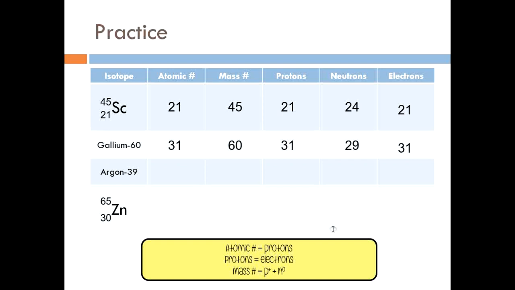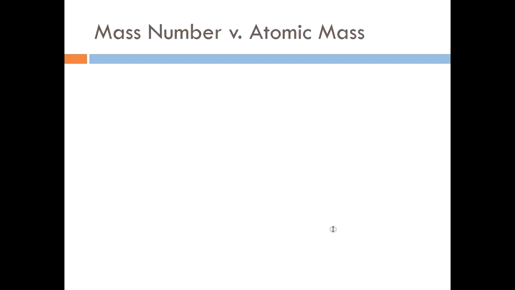Go ahead and pause the video here and try to do argon 39 and zinc 65 on your own. Play the video when you're ready. So this is what you should have gotten for argon 39 and zinc 65. If you got it, that's great. Virtual high five.